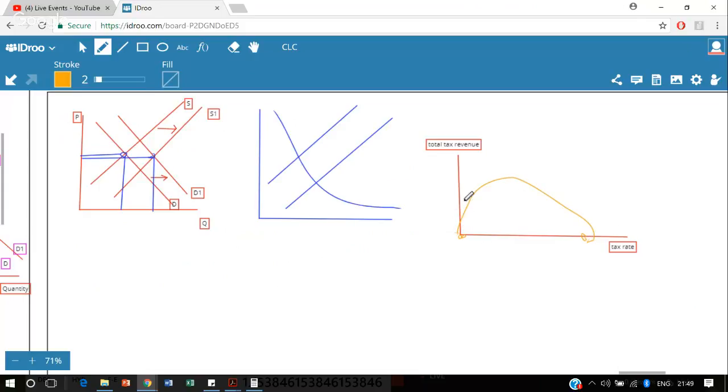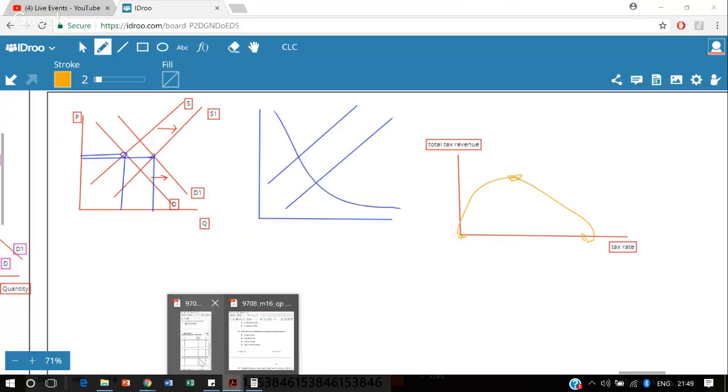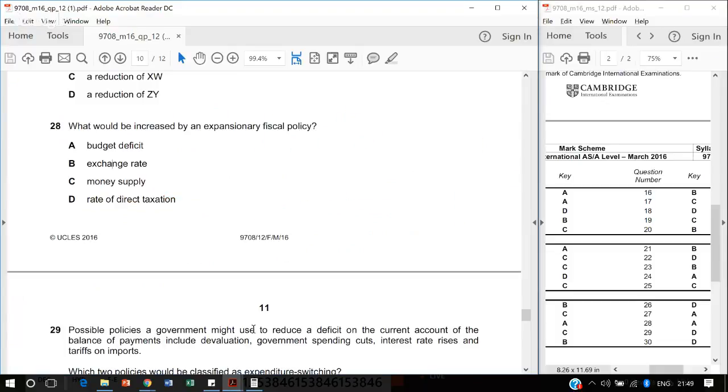As the tax rate increases, we'll get more tax revenue, but up until some point, because here, if you keep increasing the tax rate to 80, 90, 100%, people are going to be less inclined to work, so total tax revenue can actually decrease. The question sidesteps this by talking about expansionary fiscal policy. Expansionary fiscal policy necessitates a decrease in tax receipts because it means either lowering or raising the tax rate in such a way that money is injected into the economy, so total tax receipts are lowered.